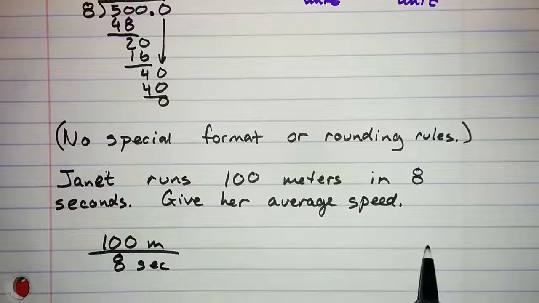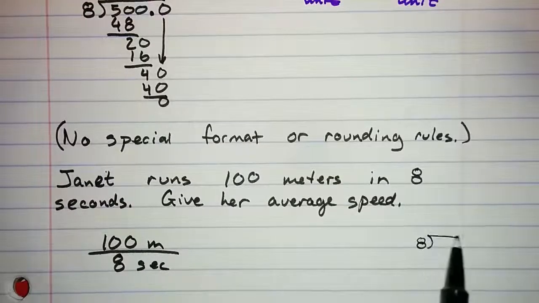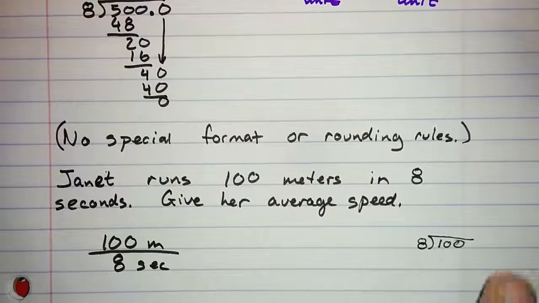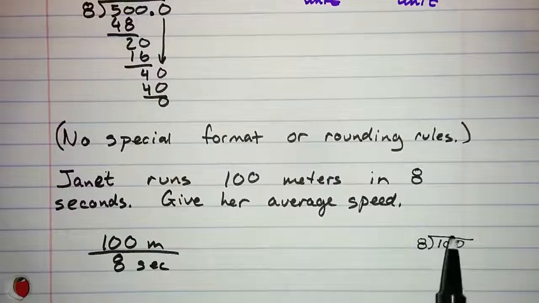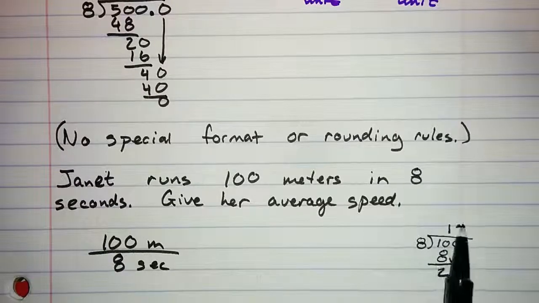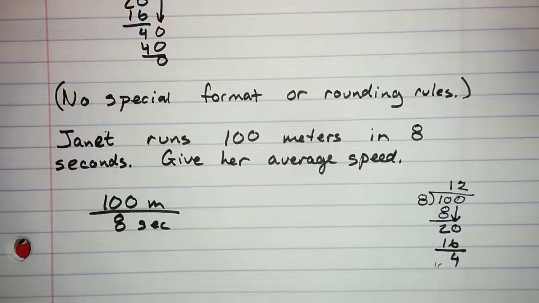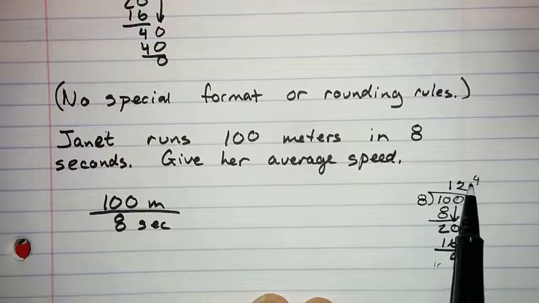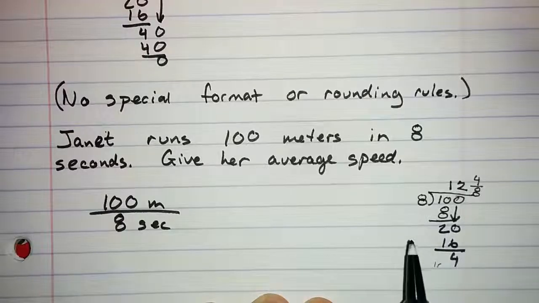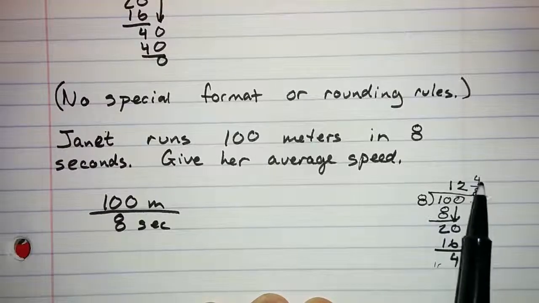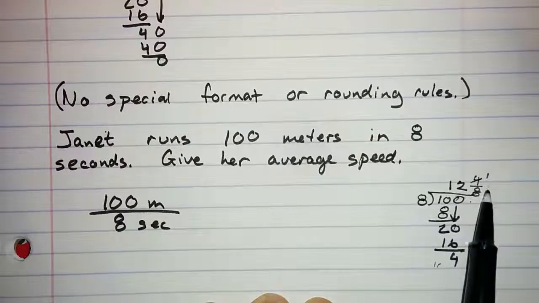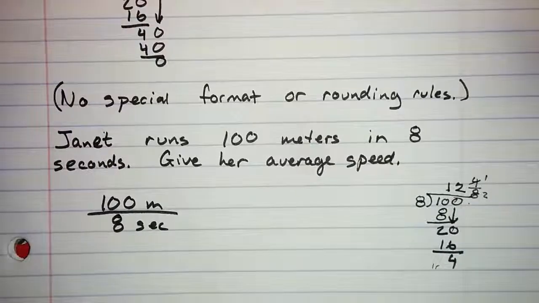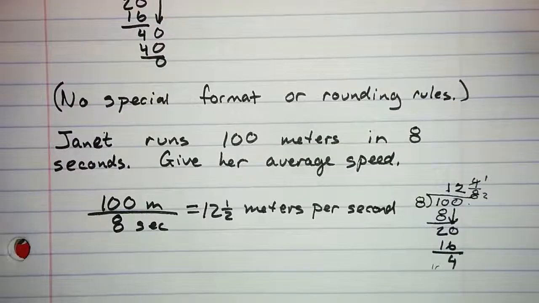So, doing that division, 8 into 100. 8 goes into 10 one time. 8 goes into 20 twice. And this time I'm going to answer as a fraction because I'm sick of doing division. 12 and 4/8. These have a common factor of 4. So this will be 12 and a half. Her speed is 12 and a half meters per second.